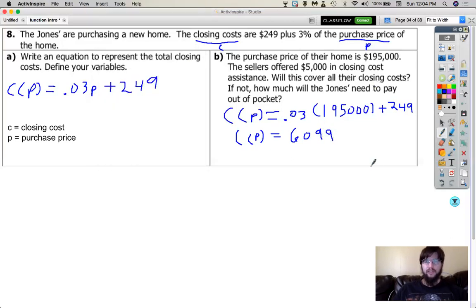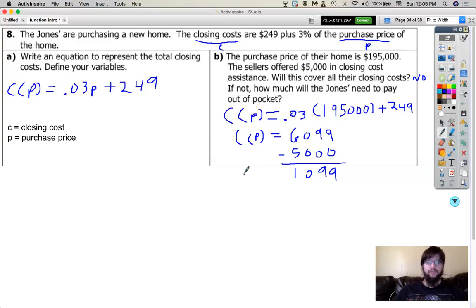So will this cover their closing costs? Nope. If not, how much will they need to pay? Well, if they're getting $5,000, they're going to have to come up with $1,099.